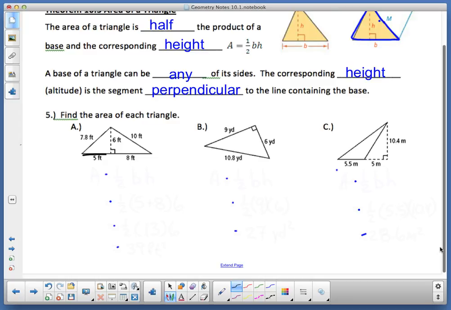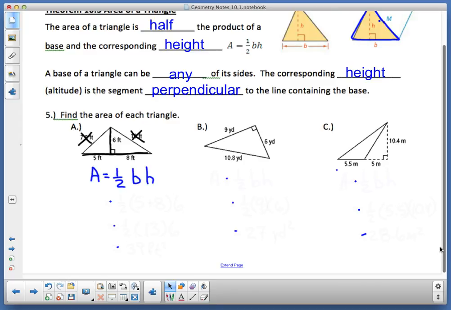Well, I need a 5 and an 8, and that's 13, and I need a height. This other stuff is just there to distract you and keep you from finding the right answer that's supposed to be easy. So we got area is equal to 1/2 base times height.